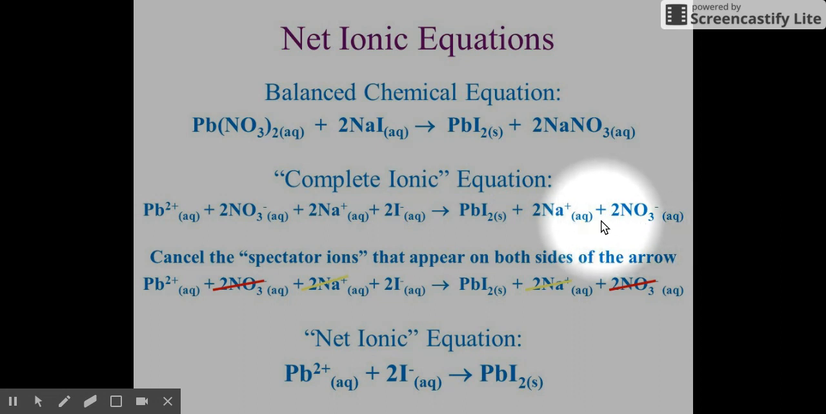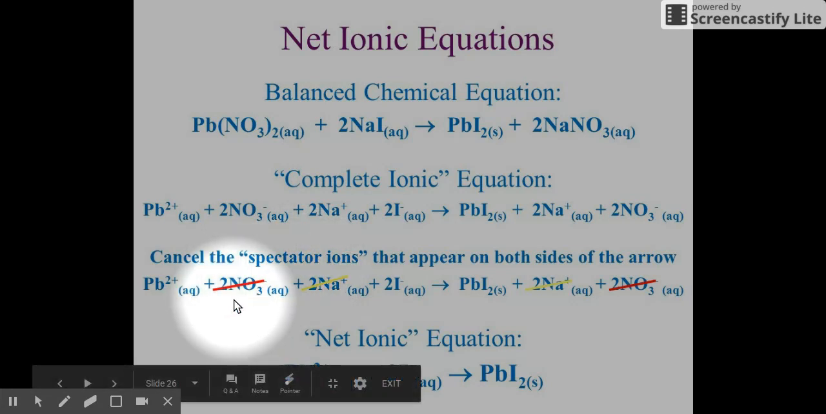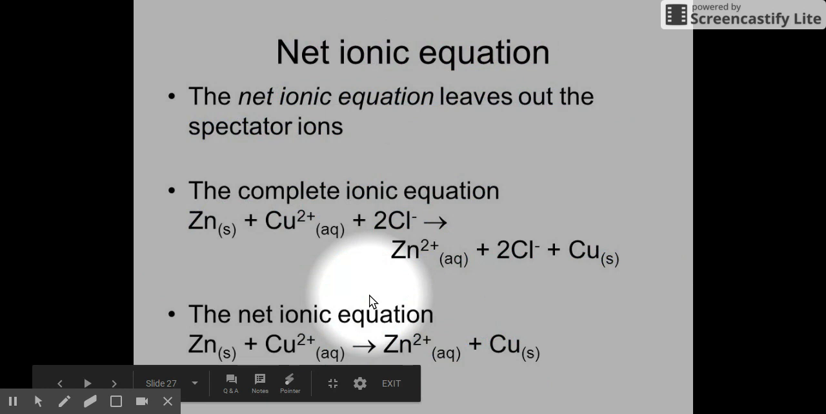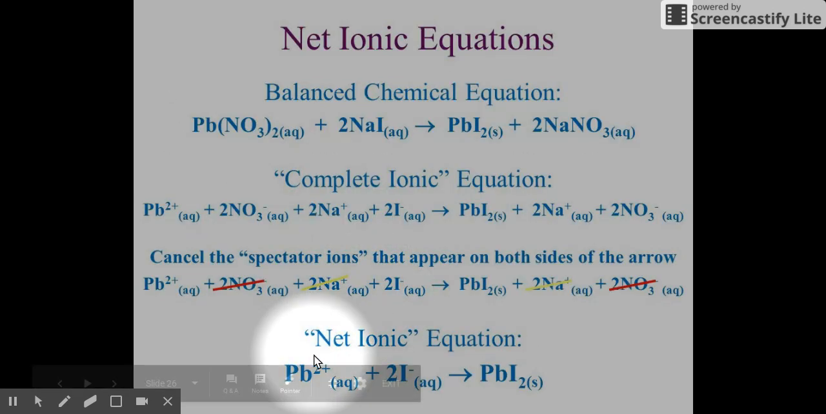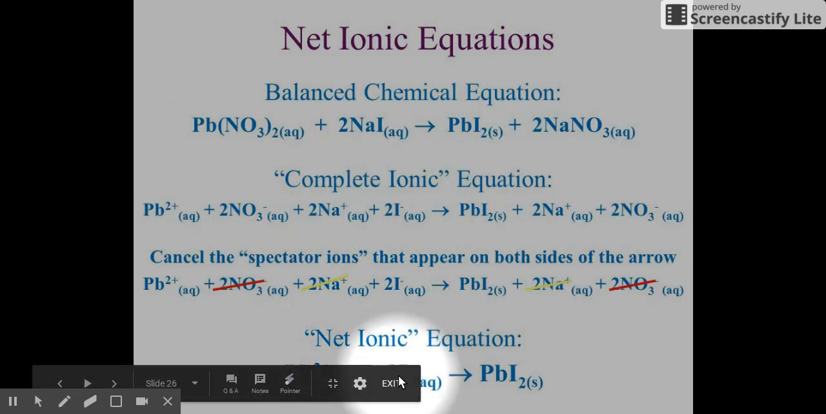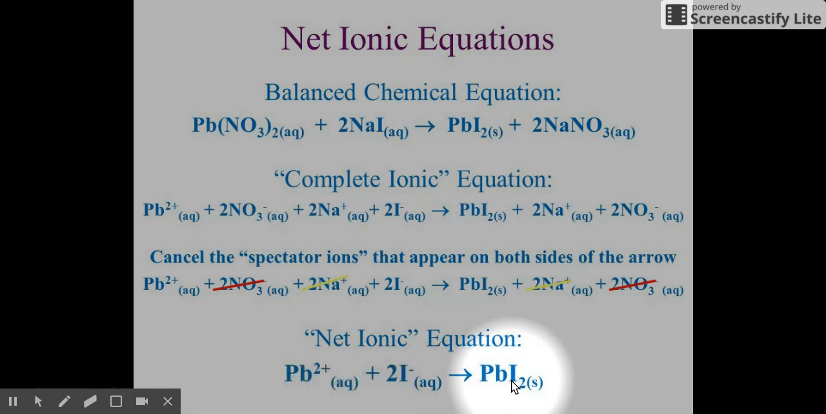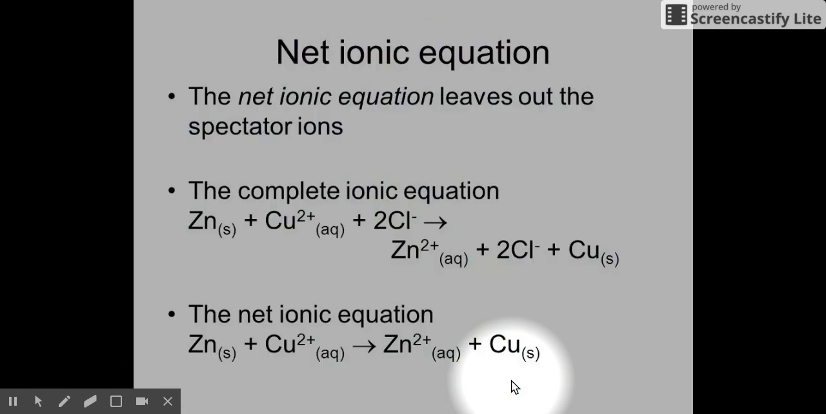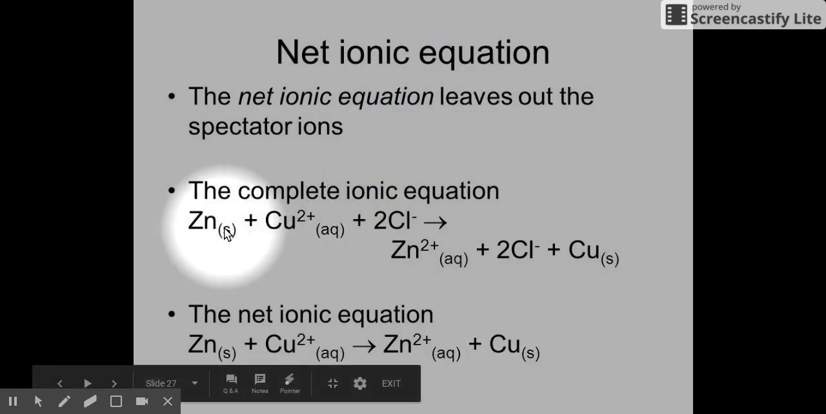So checking on the equation, what can you cancel out? You cancel out the ions that are the same. We actually call them spectator ions. They do not participate in the chemical reaction. So it's obvious it's 2 nitrate and 2Na plus. So in the equation, you're now left with Pb2 plus and your 2I negative, forming your solid precipitate lead(II) iodide.